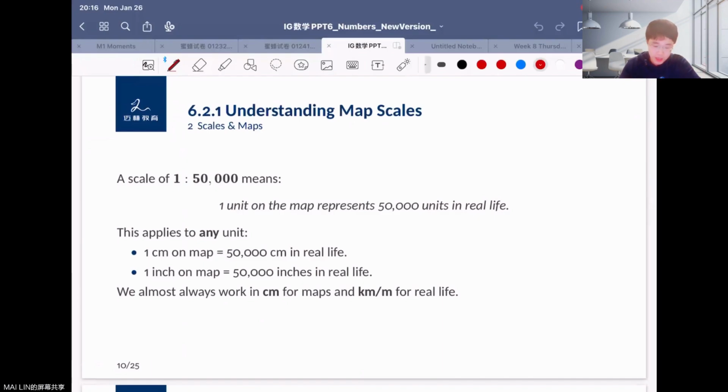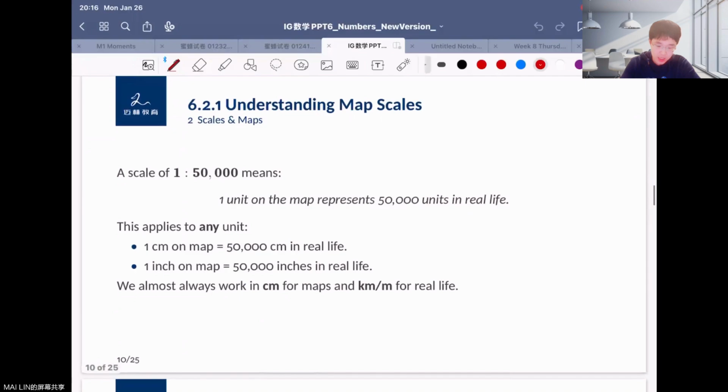If we have the scale 1 versus 50,000, then 1 centimeter on the map represents 50,000 centimeters in real life. If you have 1 inch on the map, that means 50,000 inches in real life. We can also use this to calculate centimeters, kilometers and meters, and convert them very easily in real life. That is how to understand the maps.